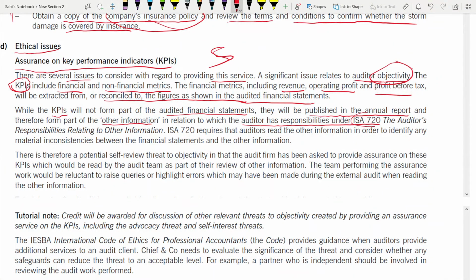You have to make reference to the auditing standard. According to the auditing standard, do they have responsibilities for this other information? If they have, then yes, they can audit. If they don't have, then they cannot audit. So in this case, they have, right? The auditor's responsibilities relating to other information. So what does the auditing standard say here? ISA 720 requires that auditors read the other information in order to identify any material inconsistencies between the financial information and the other information, financial statements and other information. Okay.